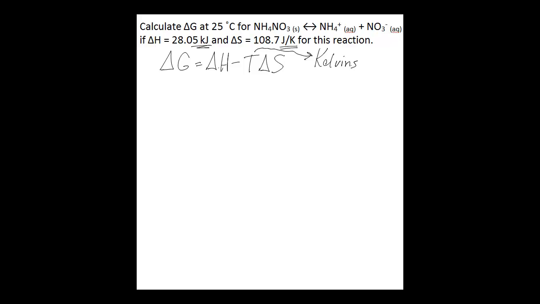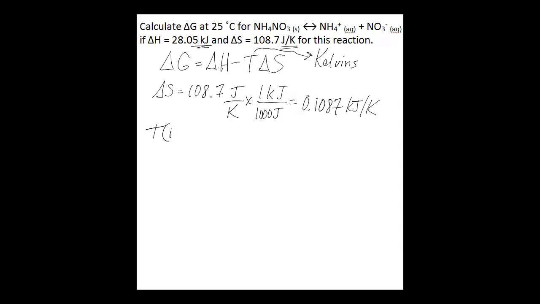In this case, let's convert the delta S value of 108.7 joules per Kelvin to kilojoules per Kelvin. So all you have to do there is use the conversion that in 1 kilojoule you have 1,000 joules. And if you do the math there, you'll get 0.1087 kilojoules per Kelvin.